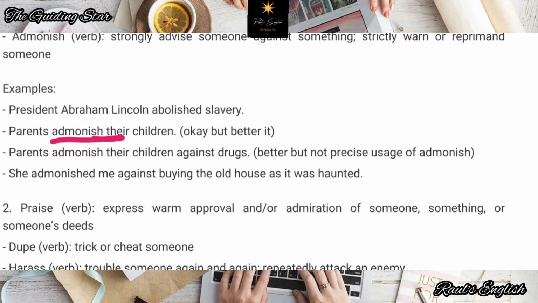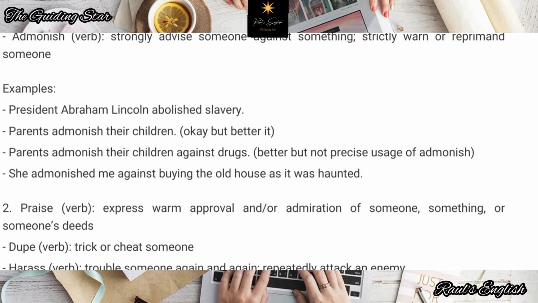So let's see one more. Parents admonish their children against drugs. All right, that's a good sentence. It's not wrong, but admonish isn't really used for something that is general or usual. So admonish is used for something that is done once, or that has been done once. So she admonished me against buying the old house as it was haunted. So that's a much better use of admonish. So that's how you use admonish.